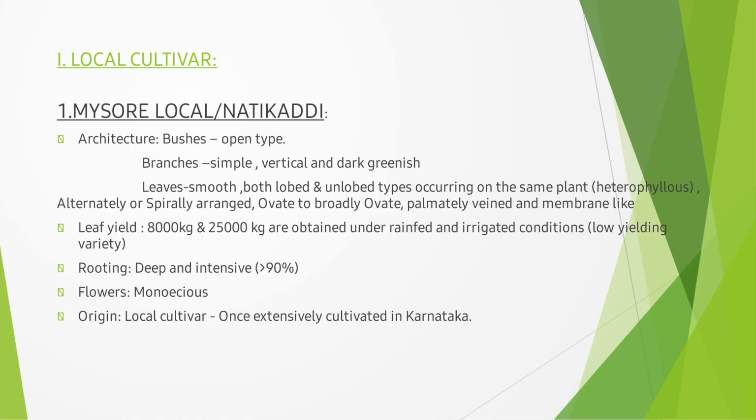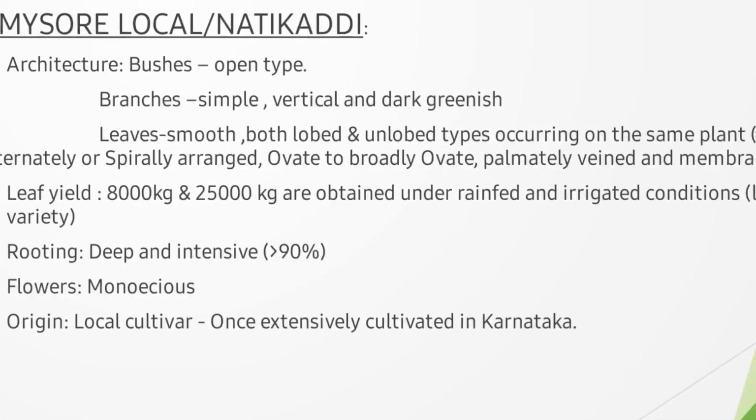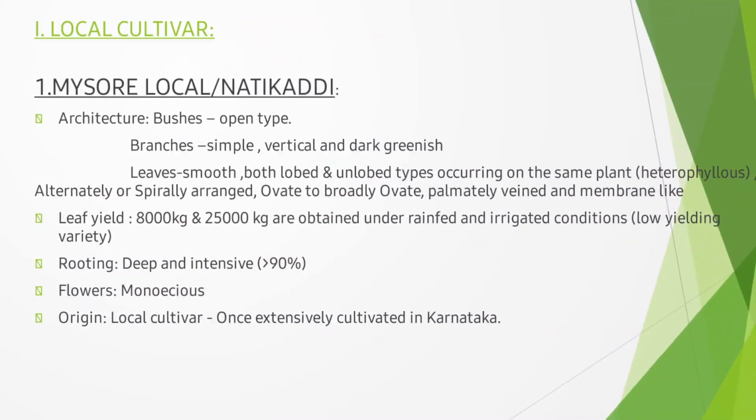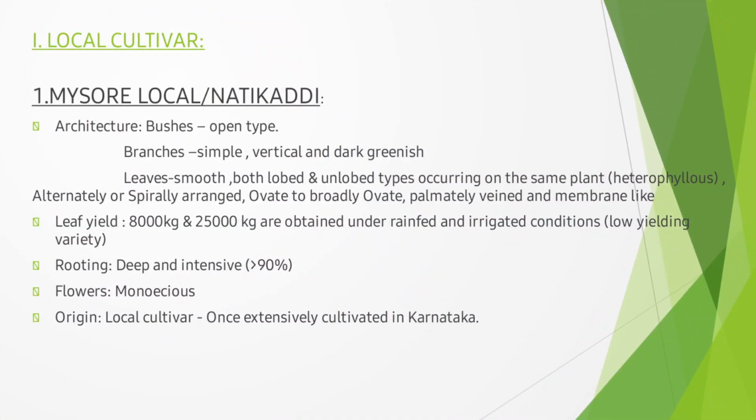The architecture of the leaves: bushes are open type, branches simple, vertical and dark greenish, leaves smooth, both lobed and unlobed types occurring on the same plant, heterophyllous, alternately or spirally arranged, ovate to broadly ovate, palmately veined and membrane-like. The leaf yield will be 8,000 kg and 25,000 kg, obtained under rain-fed and irrigated conditions.